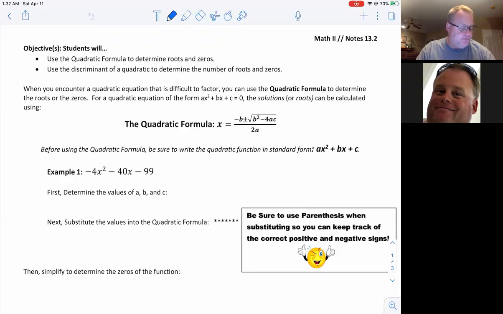And that formula is this. It is negative b plus or minus the square root of b squared minus 4ac, all over 2a. Now that b squared minus 4ac inside the square root, we're going to call the discriminant, and more on that in a little bit. But this is your quadratic formula.